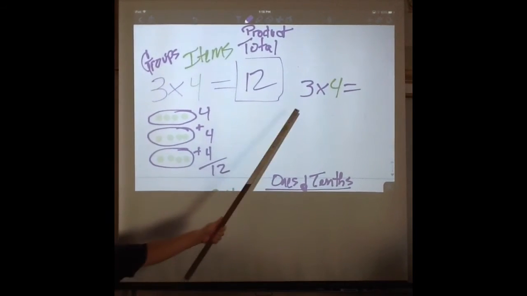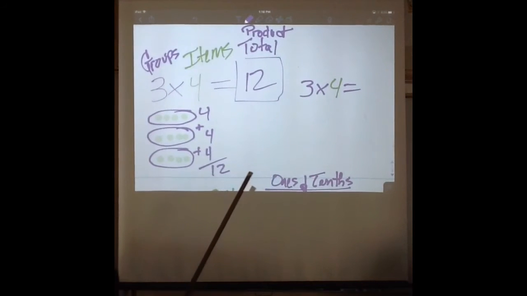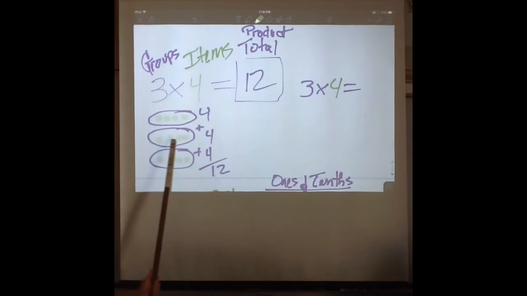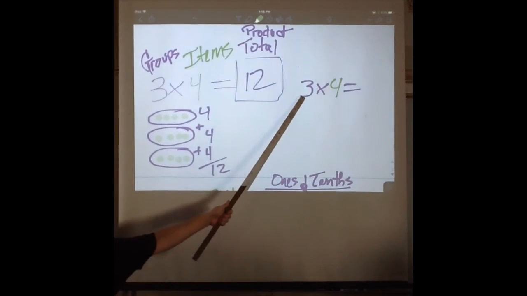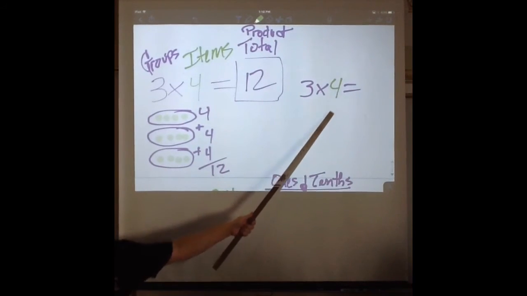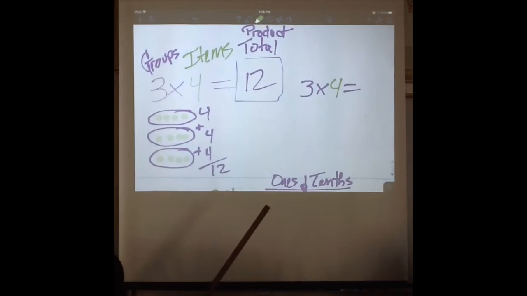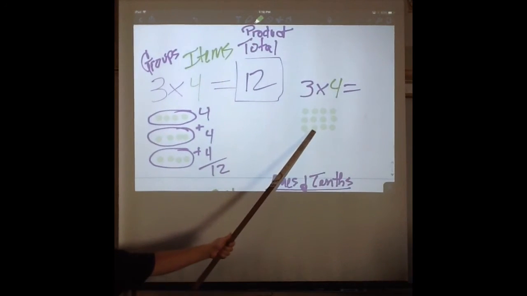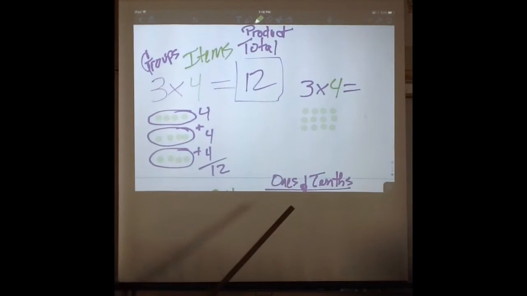All right, now I'm going to do the same problem again, and I'm not going to draw these big circles, okay? Now what's the 3 stand for? It stands for groups. And the 4 stands for how many items I'm going to have in that group, right? Here's my 4 items. There's another 4 items. Now how many groups do I have? I have 3 groups, but I have them all nicely together, right? Do you see how the groups work?